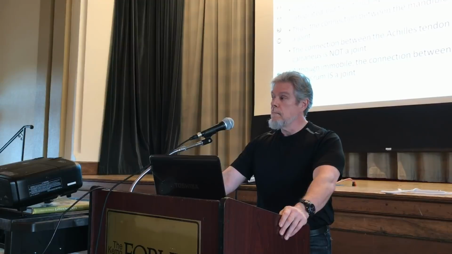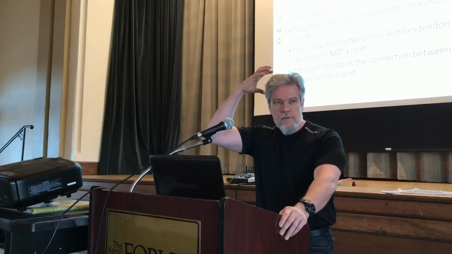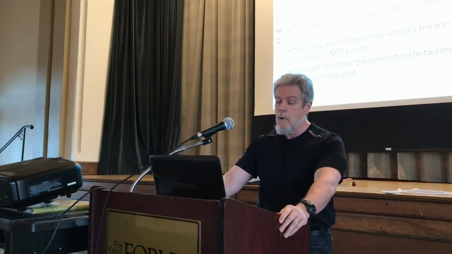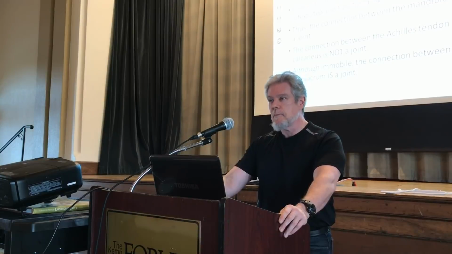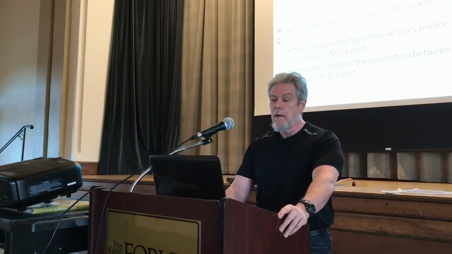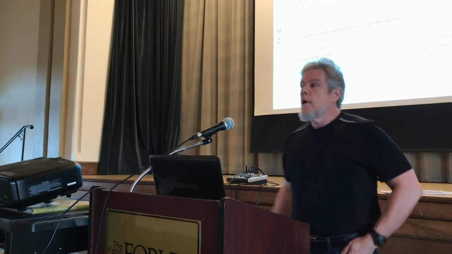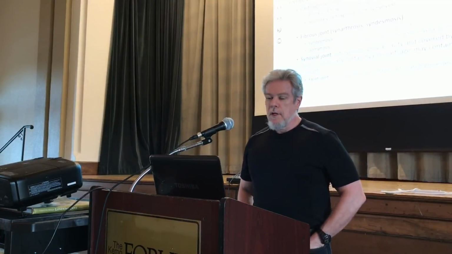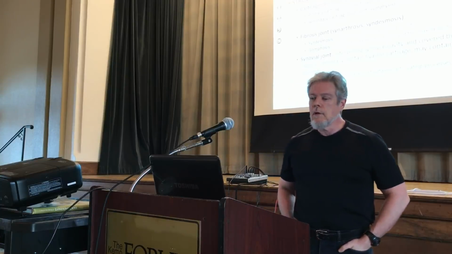The joint may be mobile or it may be immobile. So, for example, your skull has a bunch of joints in it which are hopefully immobile, right? The joint between your ilium and your sacrum is supposed to be relatively immobile. The knee joint is supposed to be relatively mobile. There are a bunch of ways to classify joints, and we're going to look at a few of them.